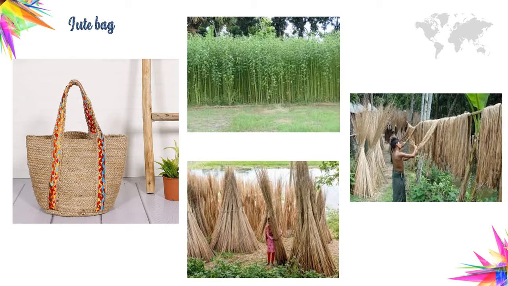After these jute plants dry up, they undergo some processes. So here the man is processing the jute plant. And finally, the jute is made out of the jute plant. With that jute, they make beautiful carpets, doormats, etc.